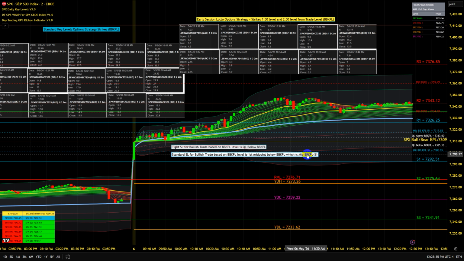whether it's your original position because you adjusted your stop loss and kept your original position by moving your stop loss to break even, or if you had remaining runners, you just need to be cognizant of the fact that 80% of the time or so, a two-level extension from the BBKPL in either direction is generally what you're going to see in about 80% of the sessions.